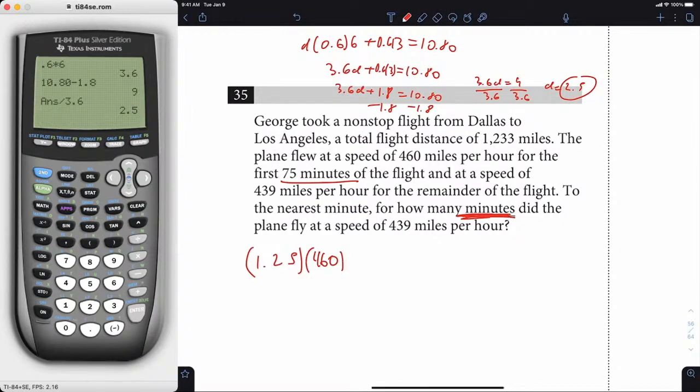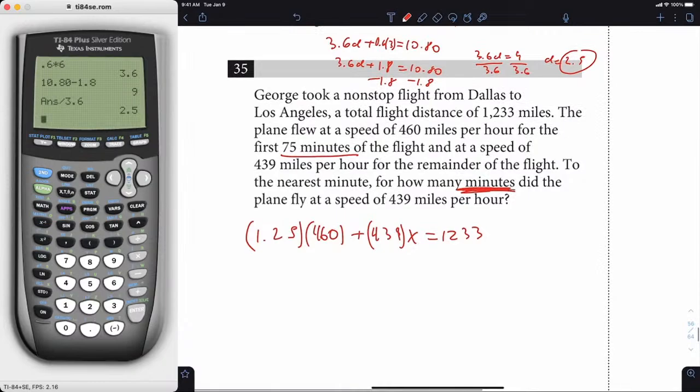Remember, distance equals rate times time. That's why I'm doing the multiplication here. The rate for the rest of the flight was 439, for x time, because we don't know the time. And that's going to equal the distance, which is 1233. So let's do 460 times 1.25. That's 575 plus 439x is equal to 1233.